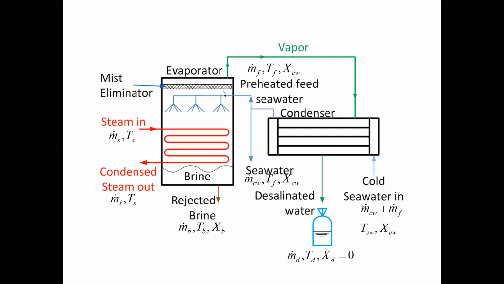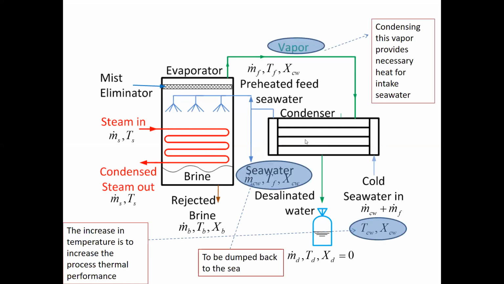So that was a description of the system. And as you see here, we have a couple of heat exchangers. One of them is the evaporator. The second is the condenser.